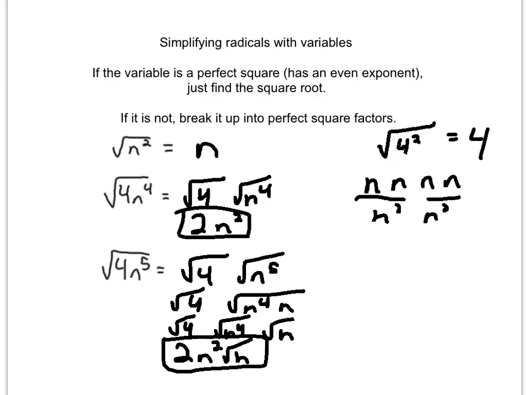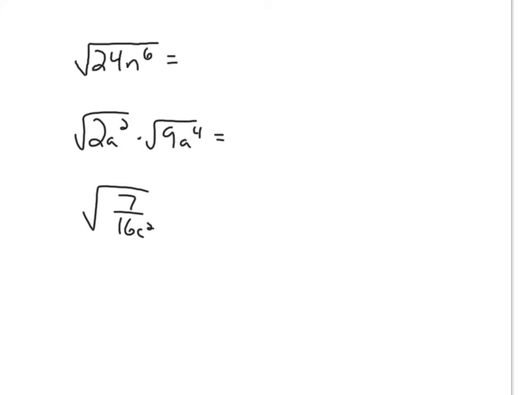Alright, let's go on to one more slide of examples. For the first example here, we've got the square root of 24 times n to the 6th. So again, we're going to break this apart into the number part and the variable part. We're going to find the square root of each of those.